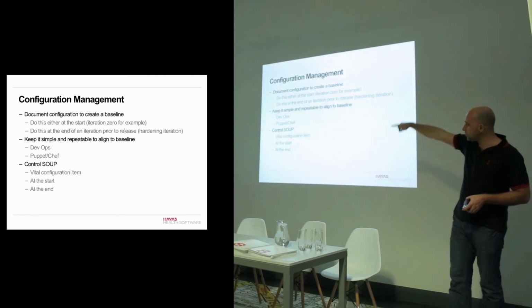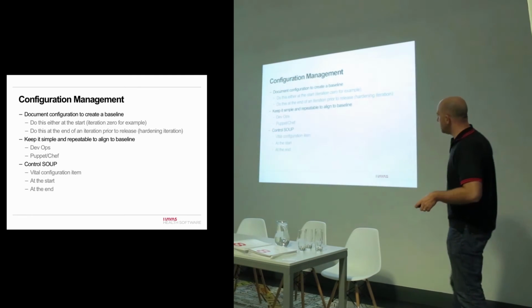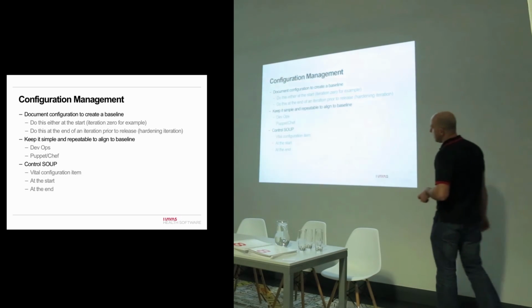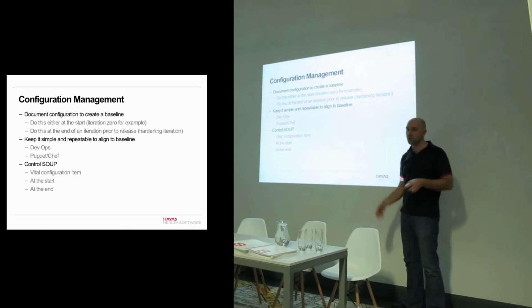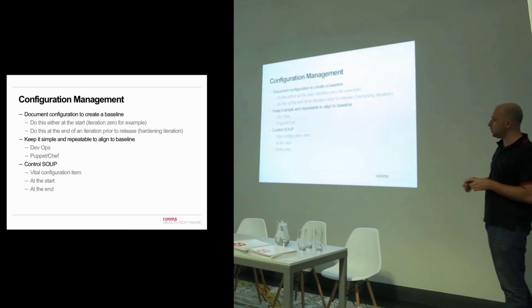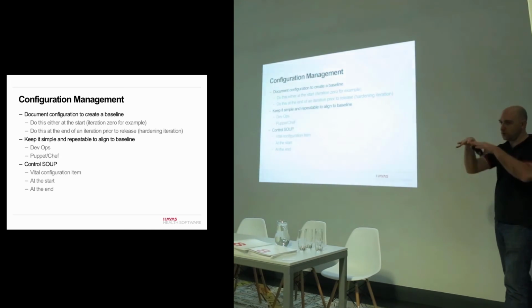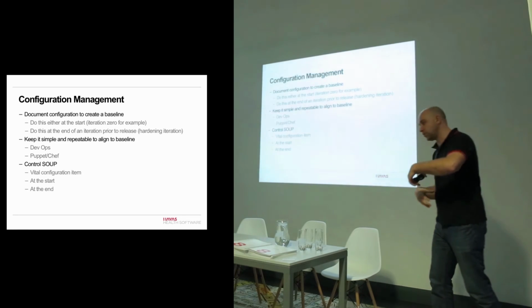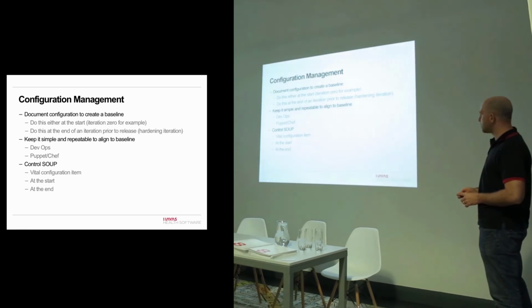The other thing as well is about controlling SOUP items. So define when you're going to do these things. You can do this at the start, you can do this at the end. When are you going to control your SOUP items? If it's happening during your sprint, then how are you controlling those items? Locking them out of your sprint, or keeping them in your sprint and using Scrum.